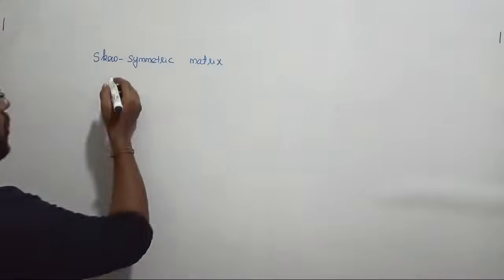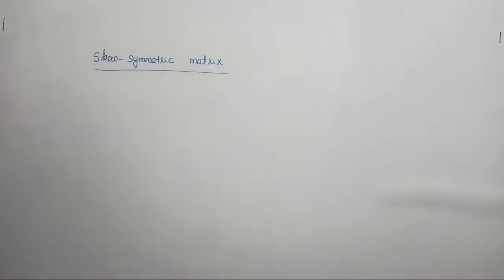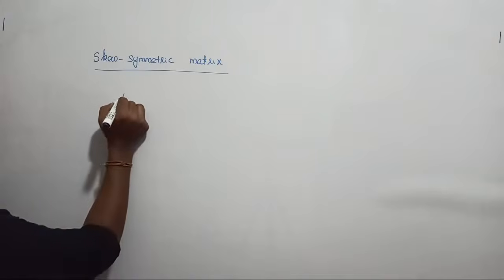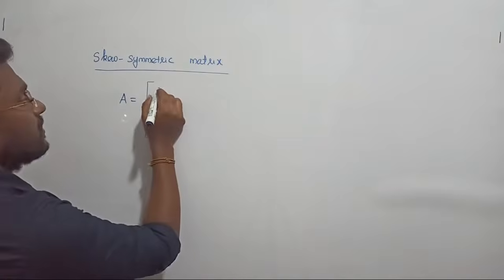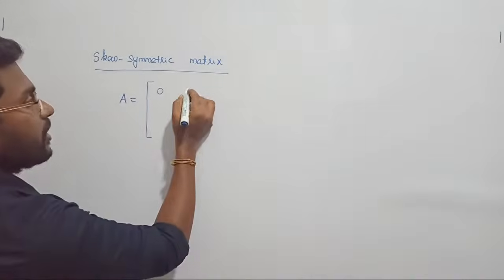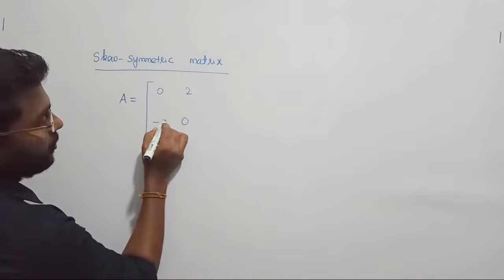I would like to talk about skew symmetric matrix. Now when we are talking about skew symmetric matrix, what do I mean by skew symmetric? It means first let us take some matrix for example. What shall we consider? Let us consider 0 0. Let me consider 2 and minus 2 here.